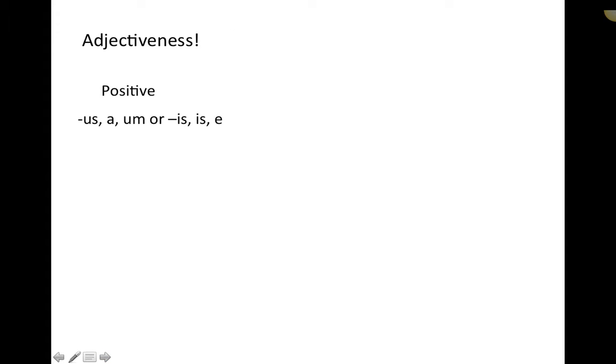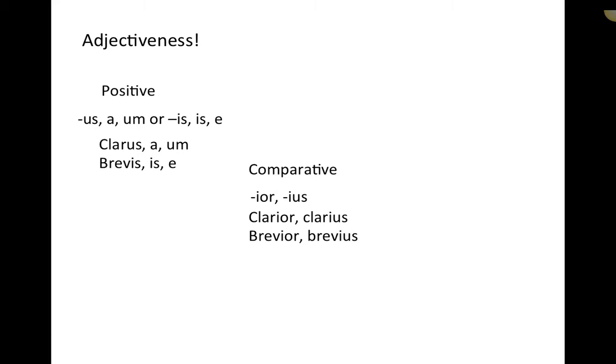Alright, so moving on. To actually form these, you know how to do the positives. It's just -us, -a, -um, or the -is, -e, and you're putting the endings on it. Our examples that we're going to use throughout this whole thing are clarus and brevis. Clarus being first and second, brevis being third. Alright, comparative. For the comparatives, you have basically an attachment that tells you that it's comparative. This is -ior, and -ius if you're dealing with the neuter. And this will make a little more sense when you see one fully declined out, and we'll show you that in a minute.